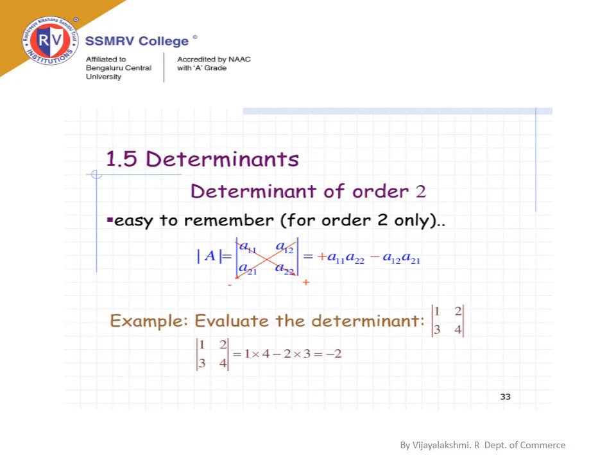Let us understand with a problem. You are given 1, 2, 3, 4 in a determinant wherein you need to find the answer. Here the determinant will be found like this: 1 into 4 minus 2 into 3. 1 into 4 will be 4 and 2 into 3 will be 6. 4 minus 6, the answer will be minus 2.